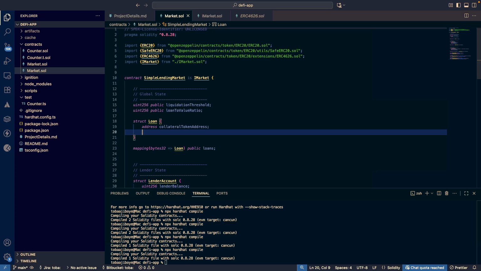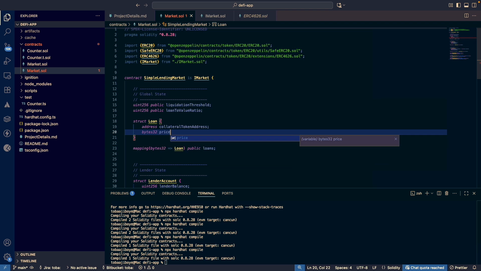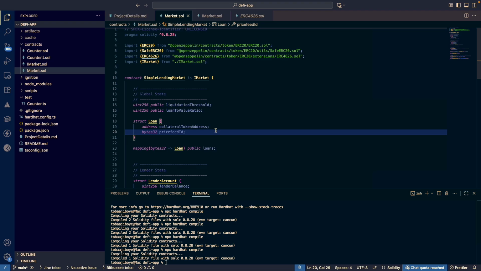The next thing, oh yeah, there is something that we also need to know. We need to know the price feeds, but that's a different mapping. I'm going to come to that. So let me see. Or should I take in the price feed ID? Oh yeah, it makes sense. Let's do bytes32 price feed ID. So this is what you're taking the collateral against.